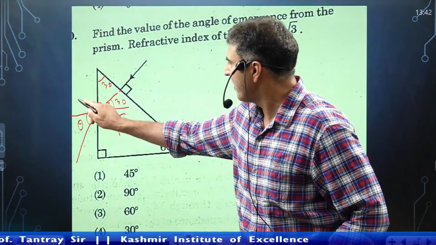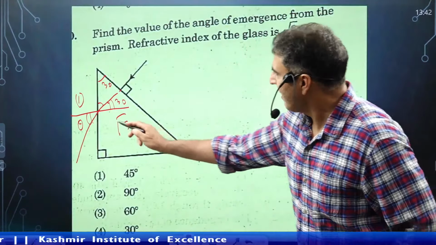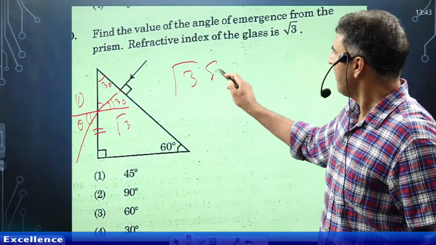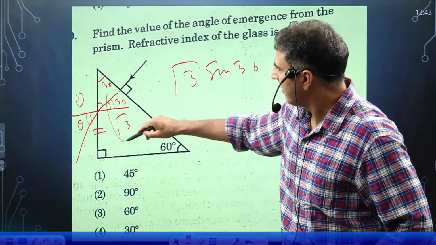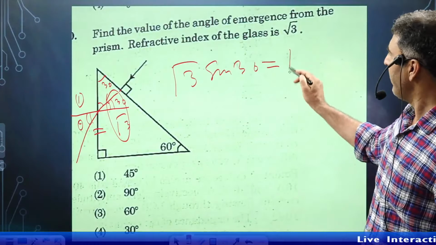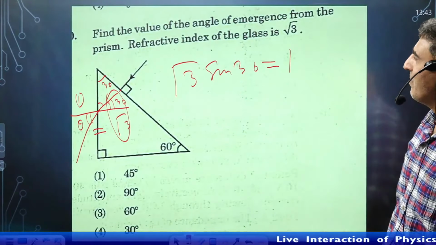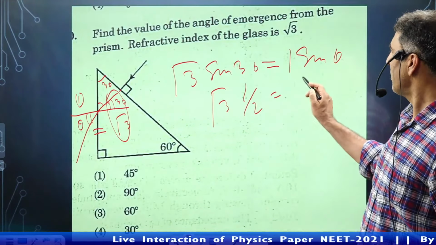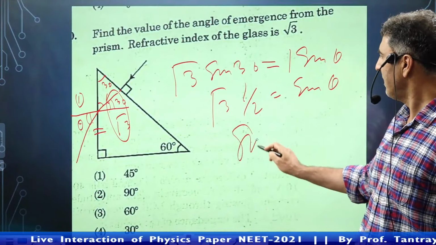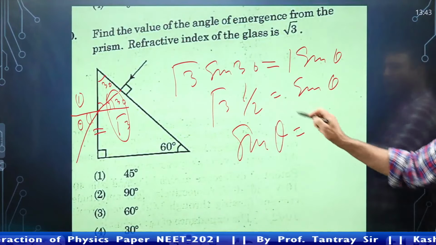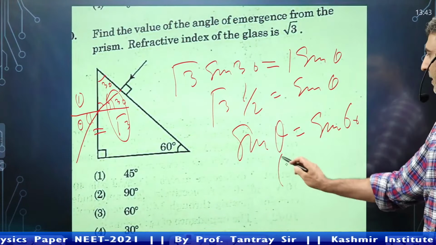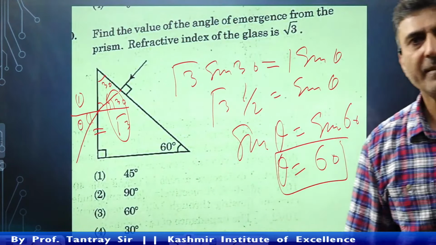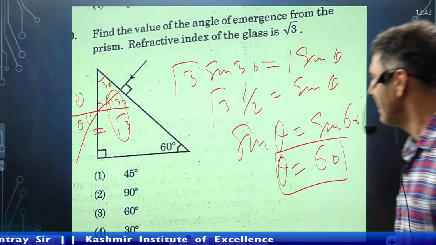The refractive index of the space around is 1. From here to here I will use Snell's law and get the answer. Root 3 sine 30, this one, is equal to 1, the refractive index of the outside medium, sine theta. So root 3 into 1 by 2 is equal to sine theta. So sine theta is equal to root 3 by 2, that is sine 60. Theta is equal to 60. That is your answer.